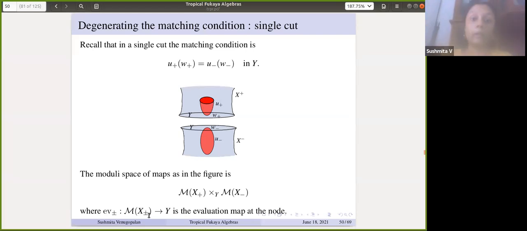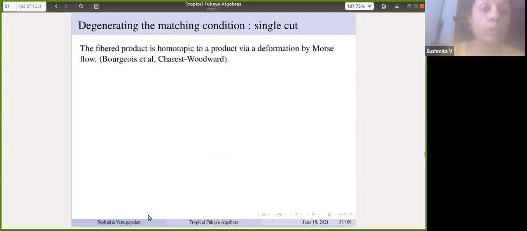As a result, if you were to write down the moduli space of broken maps, that's going to be the moduli space in X plus and the moduli space in X minus and a fibered product over Y, because both these moduli spaces have an evaluation map at the node, and we want those evaluations to be the same. So the total space is going to be a fibered product. Now our question is, can we do some homotopy so that this fibered product is changed to a product? And the idea is this deformation is carried out via a Morse flow. And this is following Bourgeois and Chris Woodward.